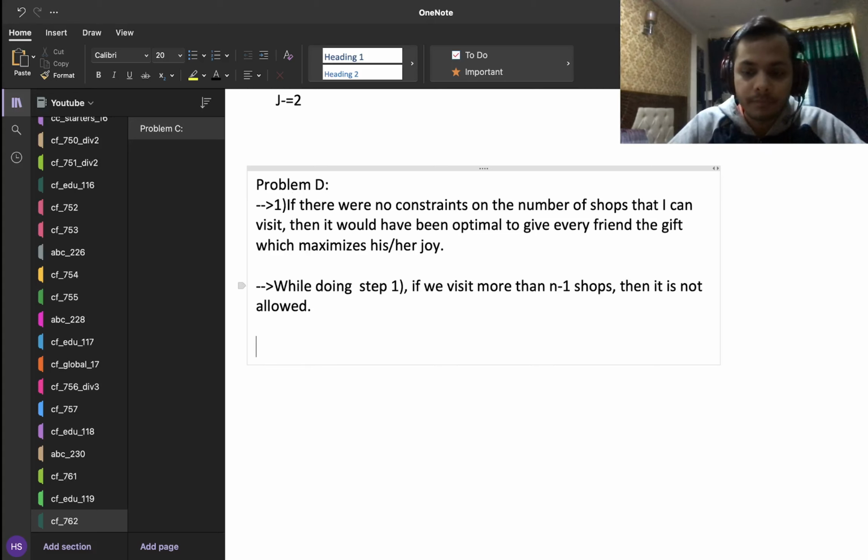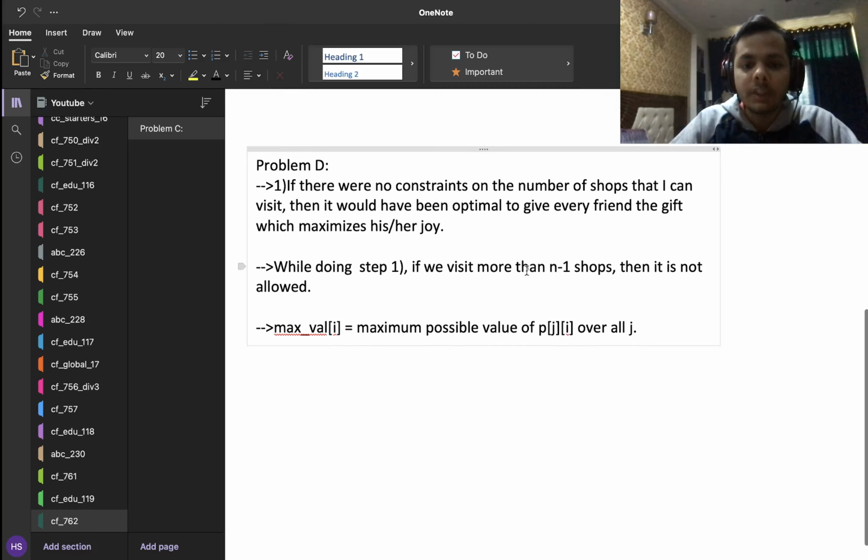So what I'll do is create an array where max val of i stores the maximum possible value of pji over all j. What that means is I'll go over all the m shops, where j goes from 1 to m, and I will take the maximum value of pji, and that will be the max val of i. So it's the maximum possible joy that the ith friend can get. While doing this, if I visit not more than n minus 1 shops, then I'm good.